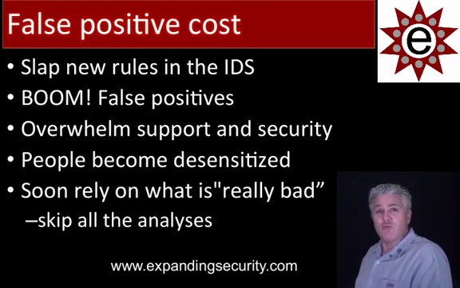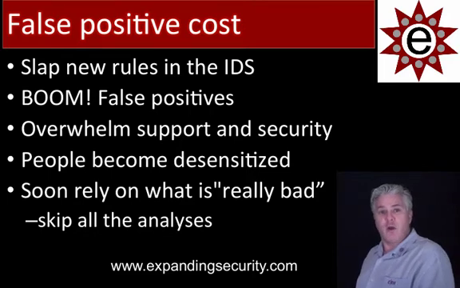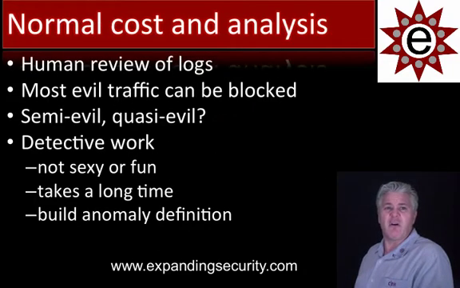The other problem is that we run into what are called false positives. We slap the new rules into the intrusion detection system because somebody said, these are the things you need, and boom, the false positives start overwhelming the support and the security people. What happens is the people in that organization become desensitized to those alerts, so they really don't act on them. What's worse is they start saying, okay, we don't need those rules, let's find out what the really bad rules are, and we'll just look for those alerts and skip all the analyses that are out there. Just go on, okay, we need to shun this particular network.